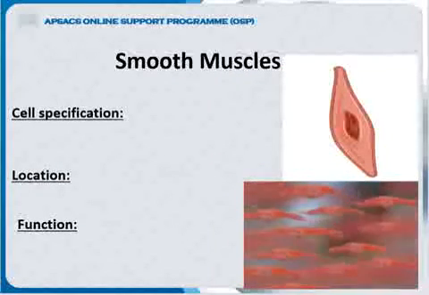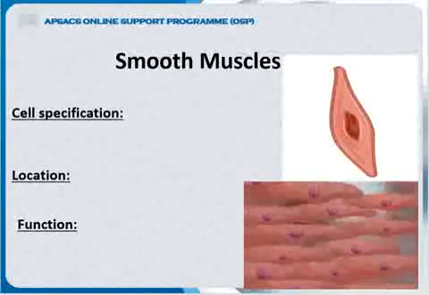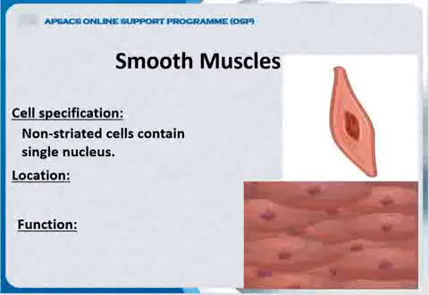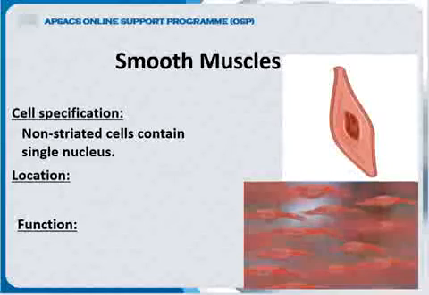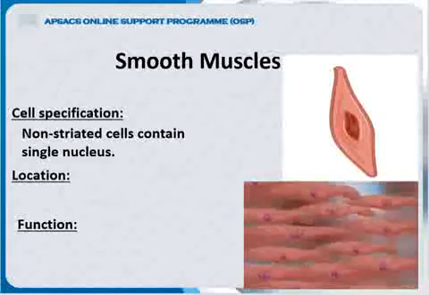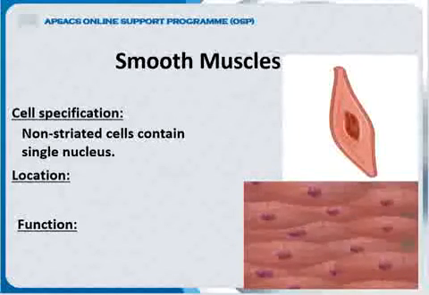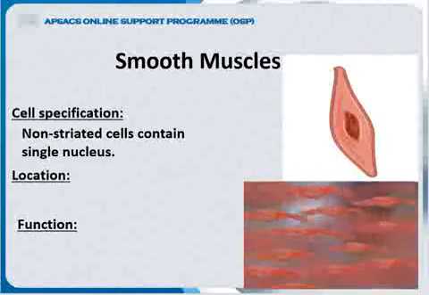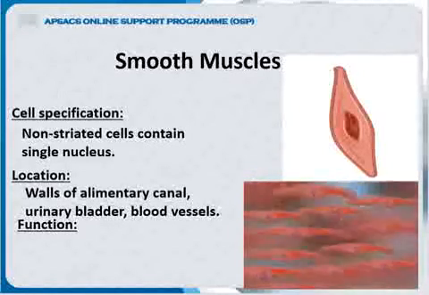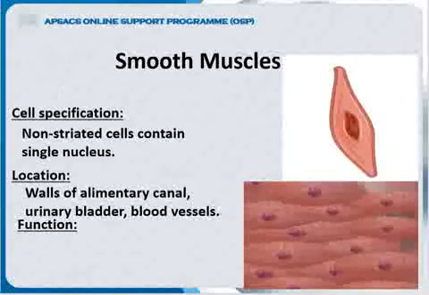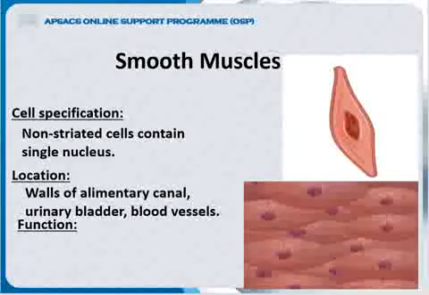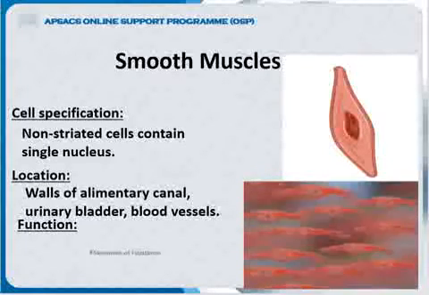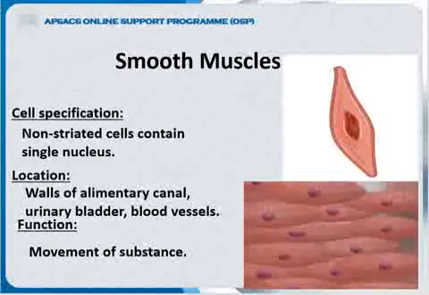Second type is smooth muscles. They are non-striated cells and they contain just one nucleus. As you can see in the first picture, they are not divided into any stripes, and they have a single nucleus in the center. They are located in the walls of the alimentary canal. Alimentary canal means the whole digestive system, urinary bladder and blood vessels, and their function is to help in the movement of substances.